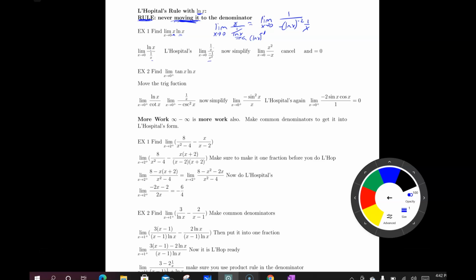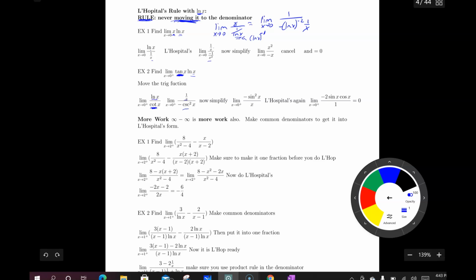Here's another one. Tangent of x times ln of x. If I put in 0, I get tangent of 0 is 0, ln of 0 is infinity, so it is 0 times infinity. Move the trig function to the denominator. To move tangent to the denominator is cotangent. So much easier to take the derivative of. So the derivative of ln is just 1 over x.